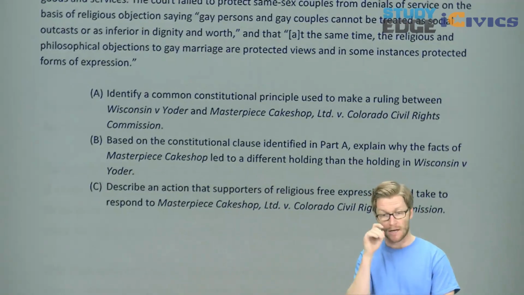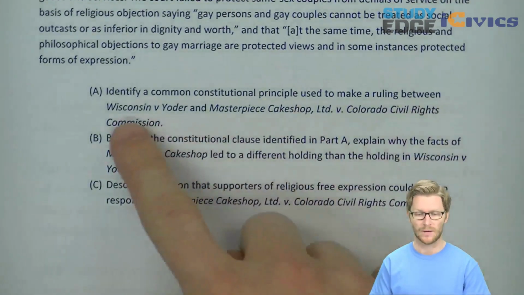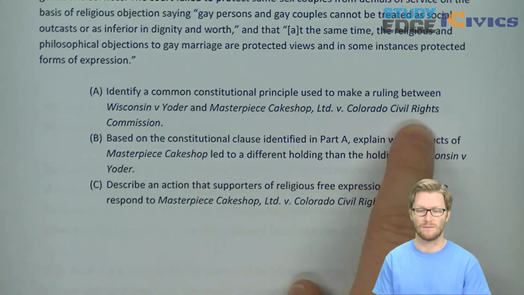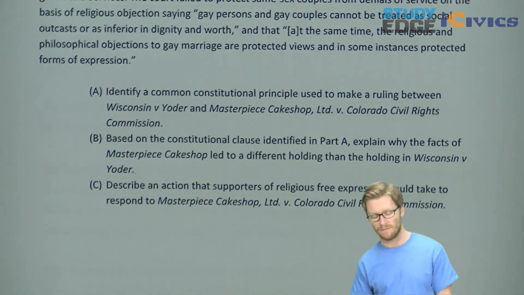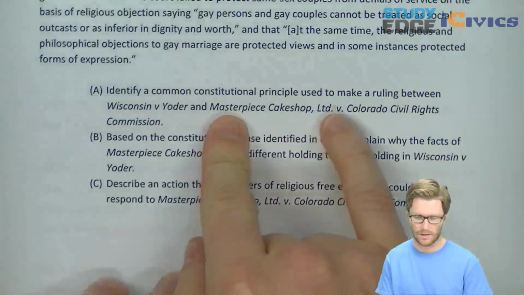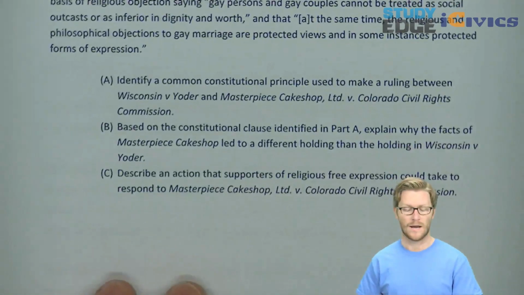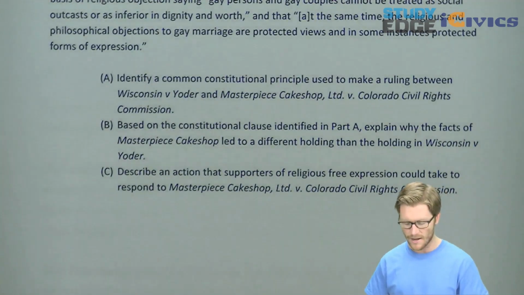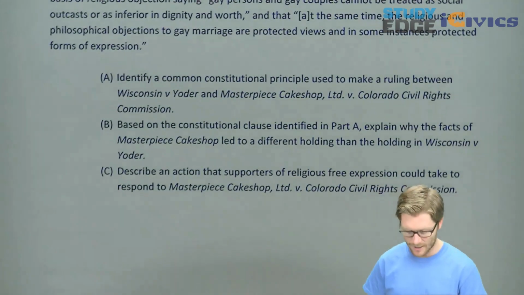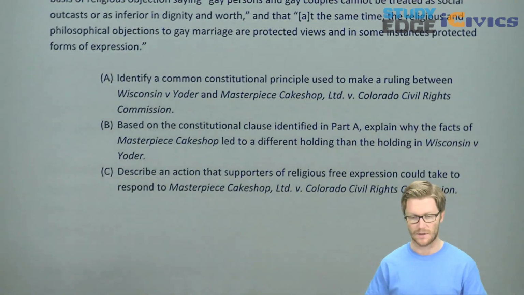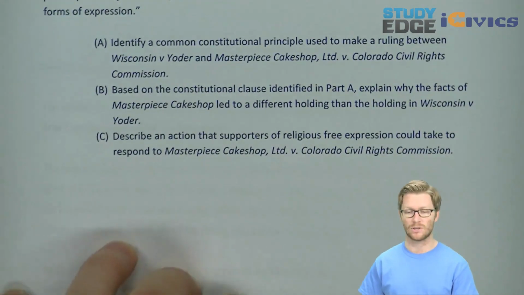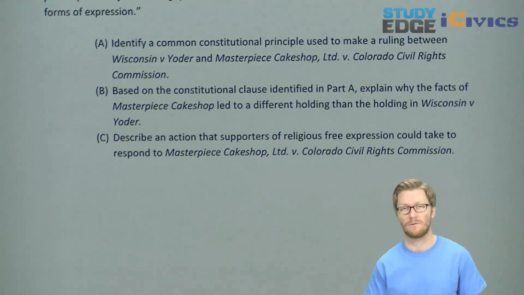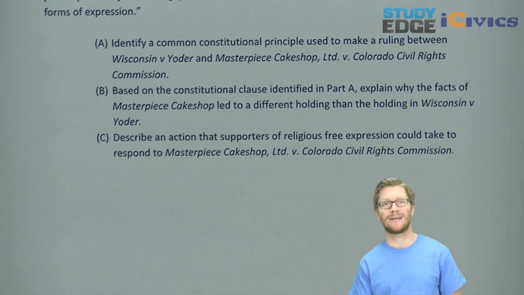Identify a common constitutional principle used to make a ruling between Wisconsin v. Yoder and Masterpiece Cakeshop Limited versus Colorado Civil Rights Commission. So we should be familiar with Wisconsin v. Yoder, but the Masterpiece Cakeshop case is what's mentioned up above. Now, piece B here: based on the constitutional clause identified in Part A, explain why the facts of Masterpiece Cakeshop led to a different holding than the holding in Wisconsin v. Yoder, and describe an action that supporters of religious free expression could take to respond to Masterpiece Cakeshop Limited versus Colorado Civil Rights Commission. Okay, so those are all the things that we're expected to do.